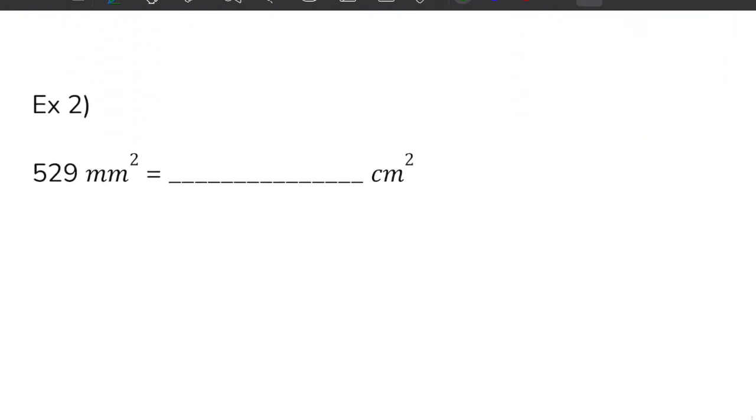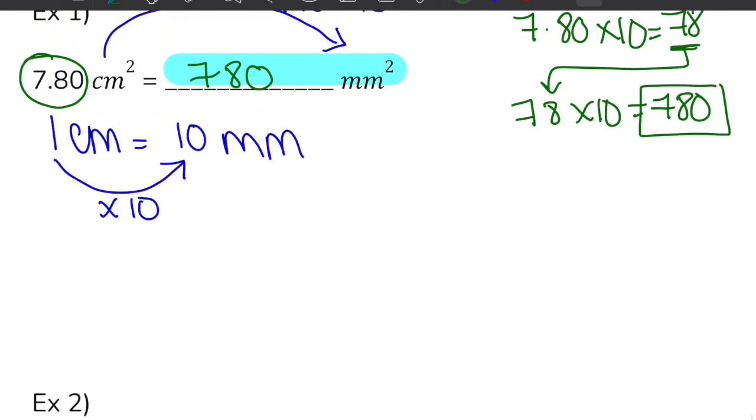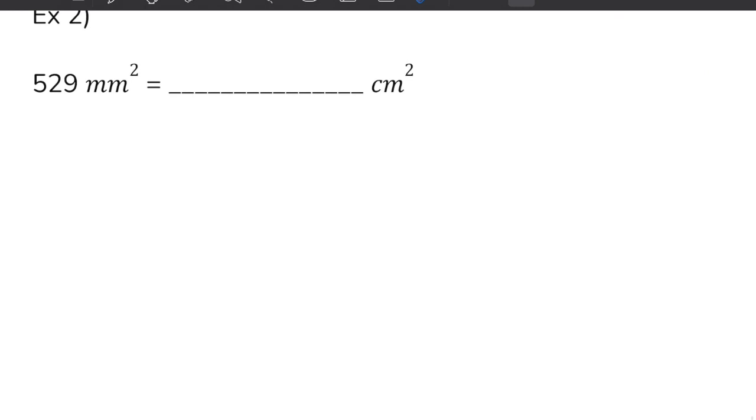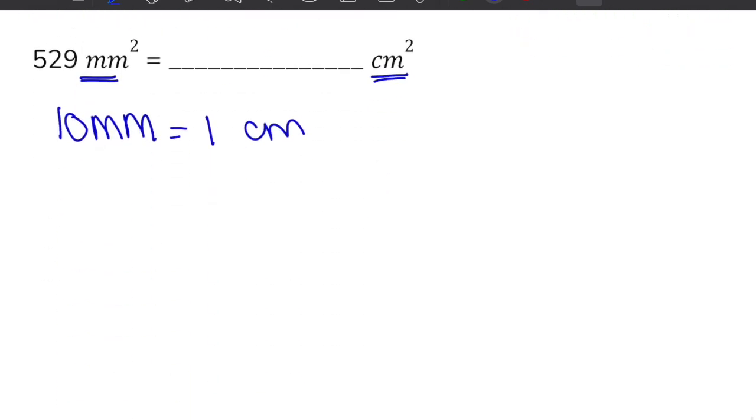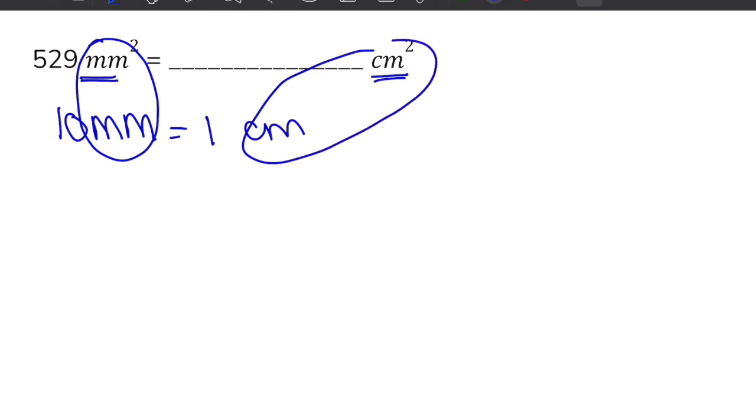Let's do another example. This one is slightly different. Notice how in the previous example we went from centimeter squared to millimeter squared. Here I'm going from millimeter squared to centimeter squared. I'm going the other way. So let's see what happens. I'm going to write my conversion fact first. And again, I'm going to line up my facts. Here millimeters comes first. I'm going to write 10 millimeters is equal to 1 centimeter. Okay, same fact as example 1, but I just flip them because I want these two to line up and these two to line up.